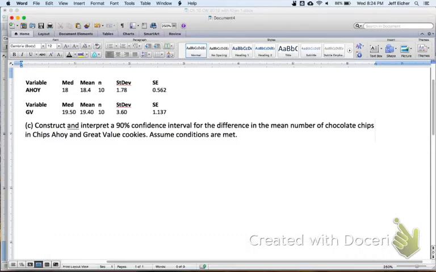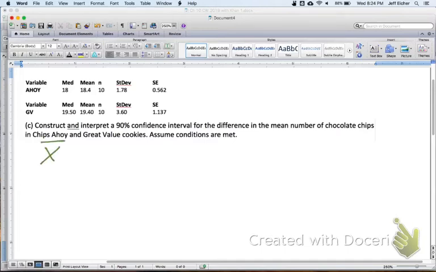Okay, I'm ready now. Construct and interpret a 90% confidence interval for the difference. Let's work with the formula, and then we'll see the calculator shortcut. The conditions are already met, so that's fantastic. If we're going to subtract Ahoy minus Great Value, the formula would be the difference. Maybe we'll write the general formula first.